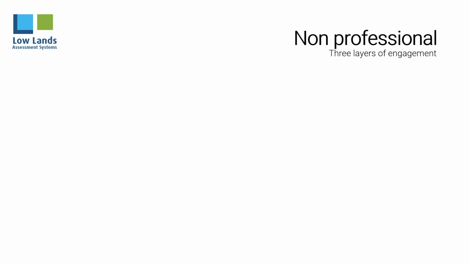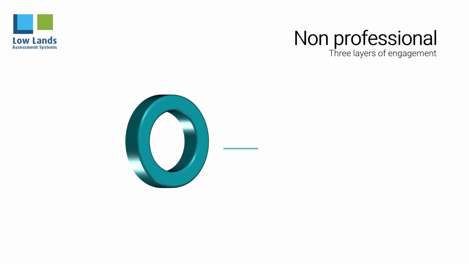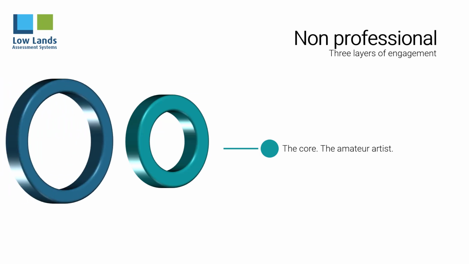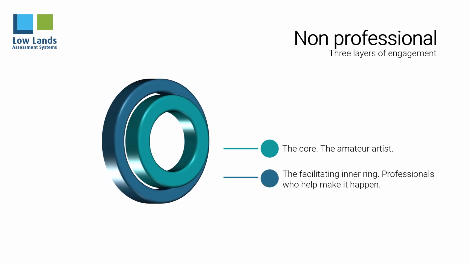Now let's have a look at the 3 layers of engagement in a non-professional context. Again, the core is the artist, the doer, the creator. But in this context, the goal is just to do something you like to do. There are no professional ambitions and there is no financial pressure to perform. While we have a non-professional at the core, the facilitating inner ring often still does consist of professionals.